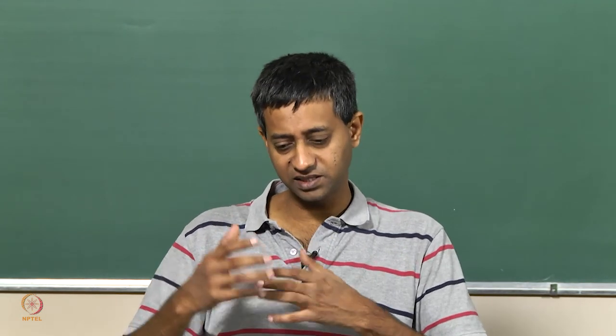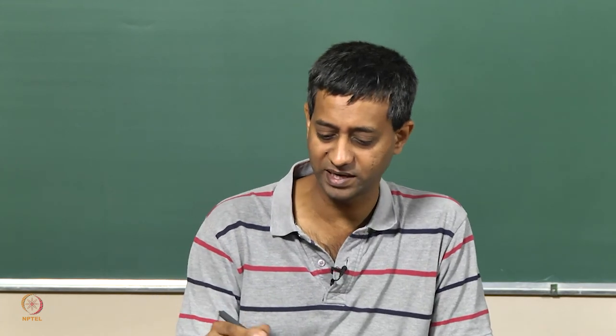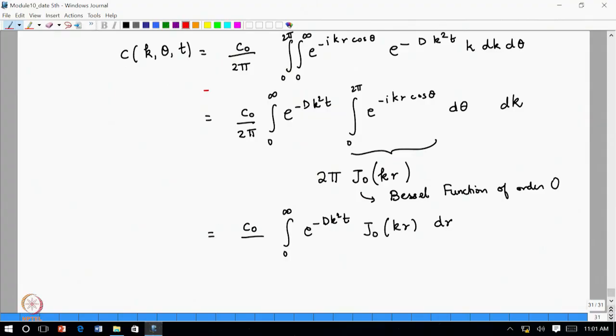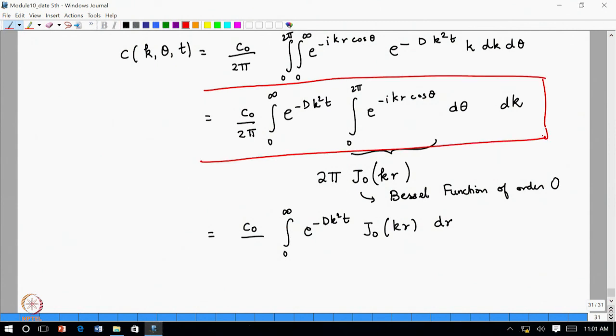Now, the connection between the two: in the Fourier transform method, this is what you end up with. This is not k theta, this should be C of r theta t. This is actually C of r t, it is independent of theta. So this is what you will end up with if you do Fourier transforms, and then you have the small matter of doing this integral. When you actually work out this integral, you will get exactly the Bessel function.